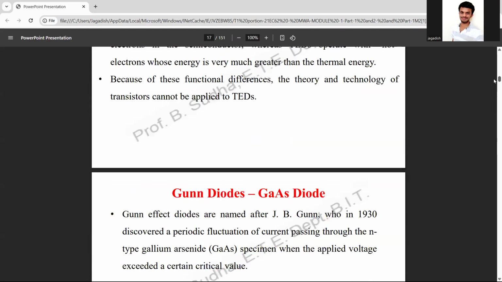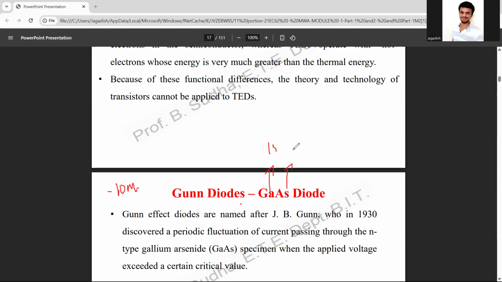Transfer electronic devices are not that important, so we will be focusing on the important topics only. The next important topic, for 10 marks, is what is a Gunn diode. They may ask you to briefly explain the Gunn diode, write about Gunn diodes, or write about gallium arsenide diodes. Gallium is a 13th group element.